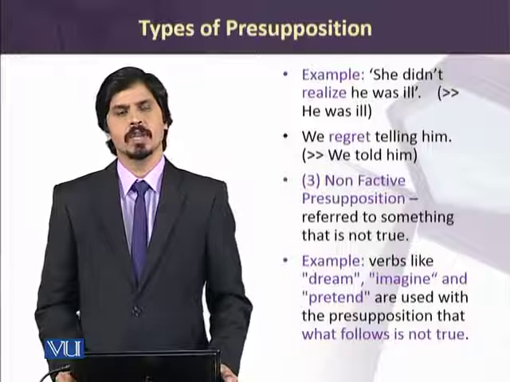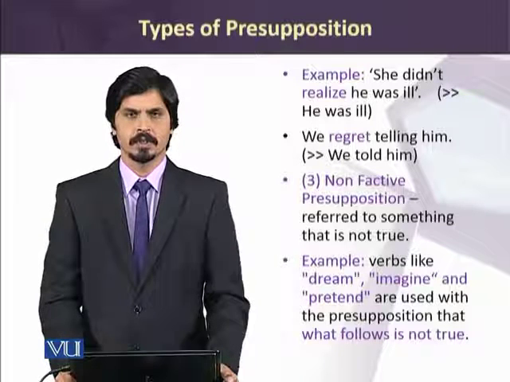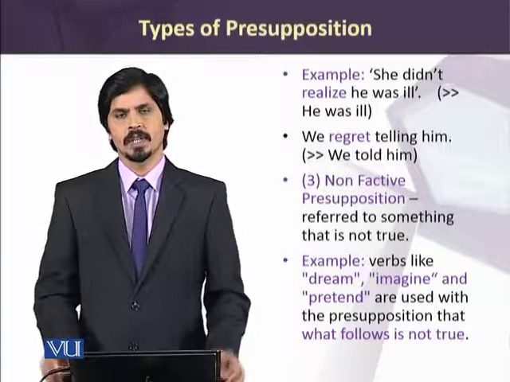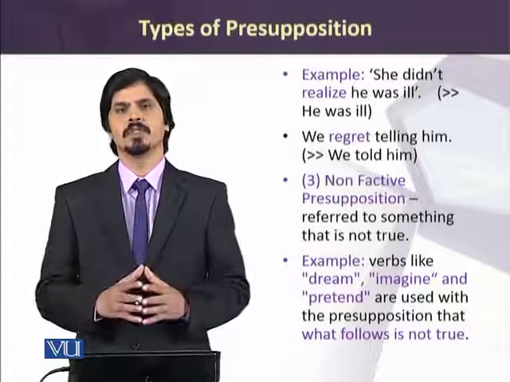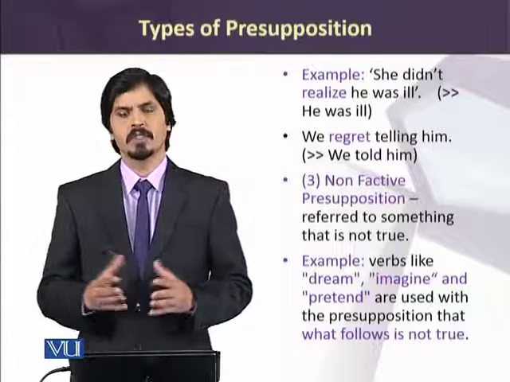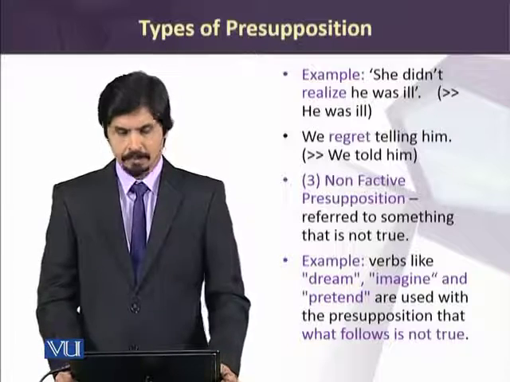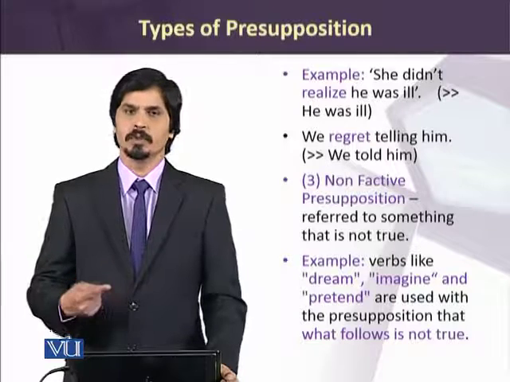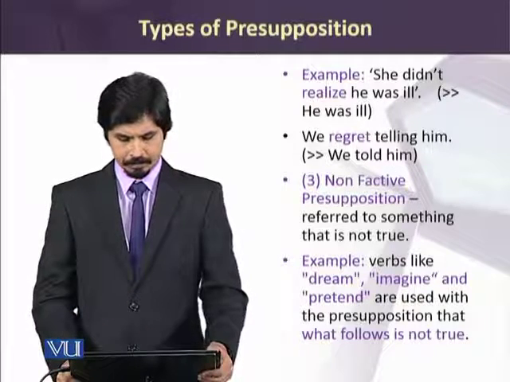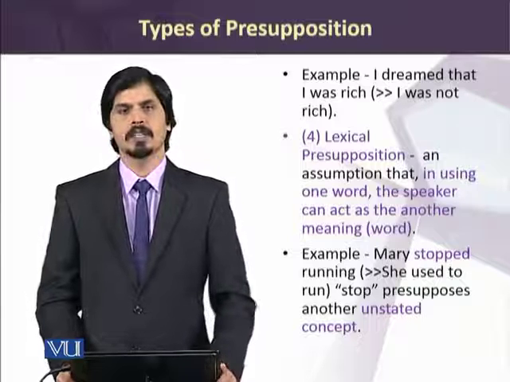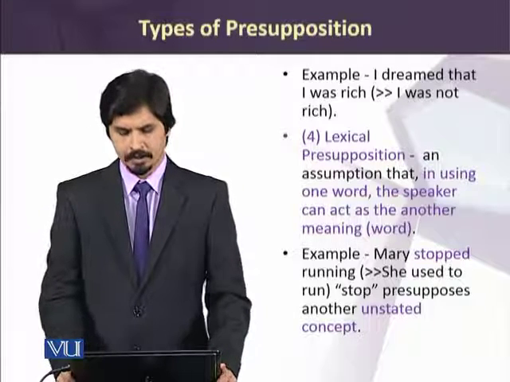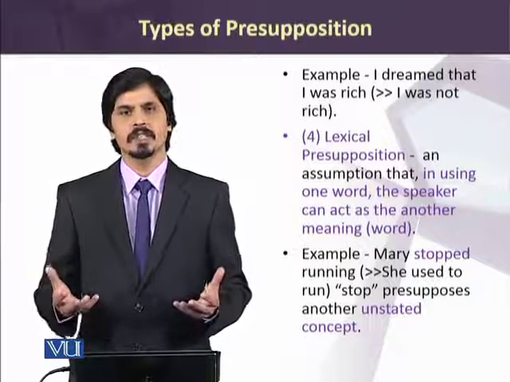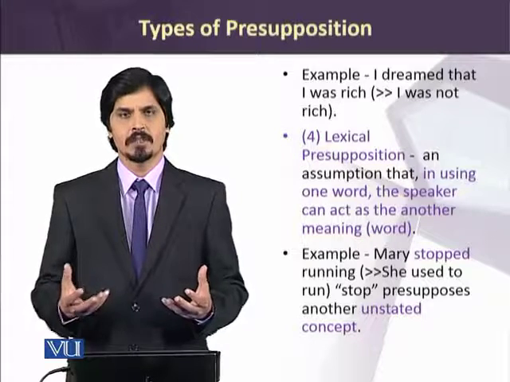So the assumption is of factive nature. In contrast, we do have assumptions of non-factive nature also. And it refers to something which is untrue. And it is also indicated by the use of certain words, for example, when we use words like dream, imagine, and pretend. So we can assume that whatever follows these words would be untrue or wrong. For example, I dreamed that I was rich. So I was not rich, but I just dreamed it. So this seems untrue here.